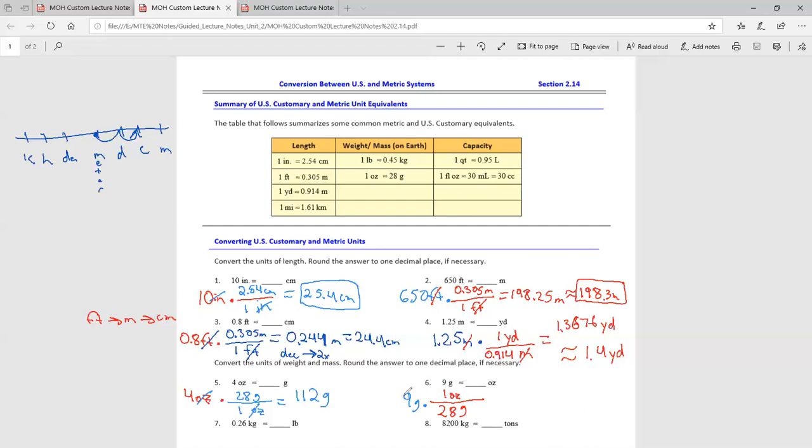Now that 9 is in the top because it's a whole number, and the 28's in the bottom, so we are dividing those. You have to make sure you're doing the correct operation. The grams will cancel. Out with the old. You're left with ounces. And 9 divided by 28 is 0.3214, blah, blah, blah. So that's ounces, which when we round that to 1 decimal place, we're looking at the 2, which is to round down. So that's going to be 0.3 ounces.